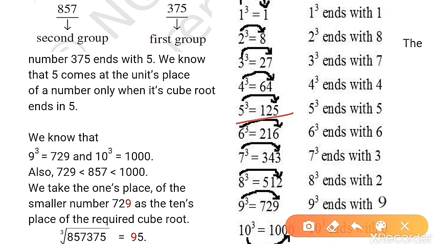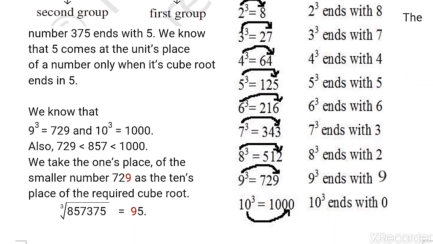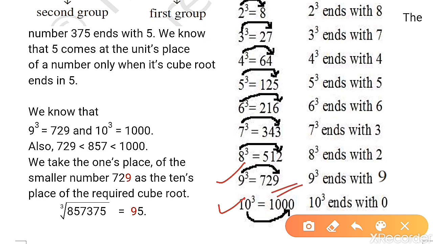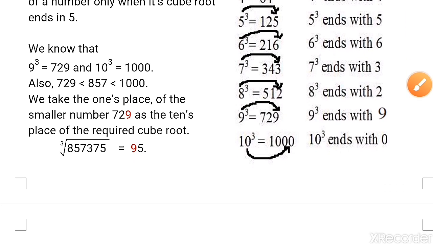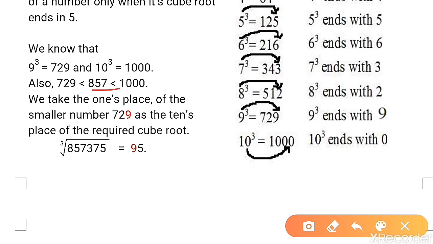So the first group gives the digit at the unit place, which will be 5. Now we have to calculate the digit at the tens place. Look at the group 857. It lies between 9 cube and 10 cube, that is between 729 and 1000. So 857 is greater than 729 and less than 1000. Why these two numbers? Because these are perfect cubes.